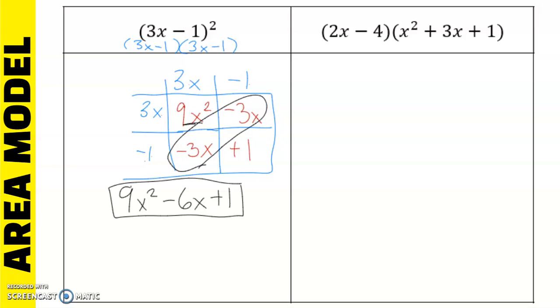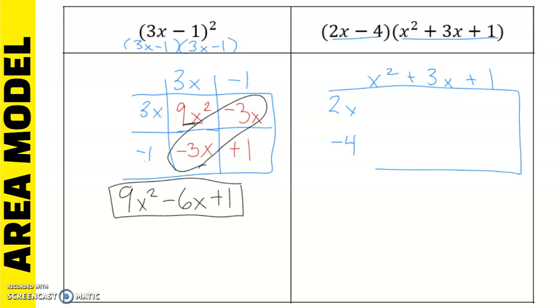Same thing still applies even when I get this really long polynomial right there. Same exact thing. I still have two sides of a rectangle being multiplied together. Okay. So x squared plus 3x plus 1, you could write that on the side. I like having the longer ones on top, but really we would get the same result. 2x minus 4. Set up our rectangle with all of its sections to tell me what I'm multiplying, right? And then we multiply, okay?